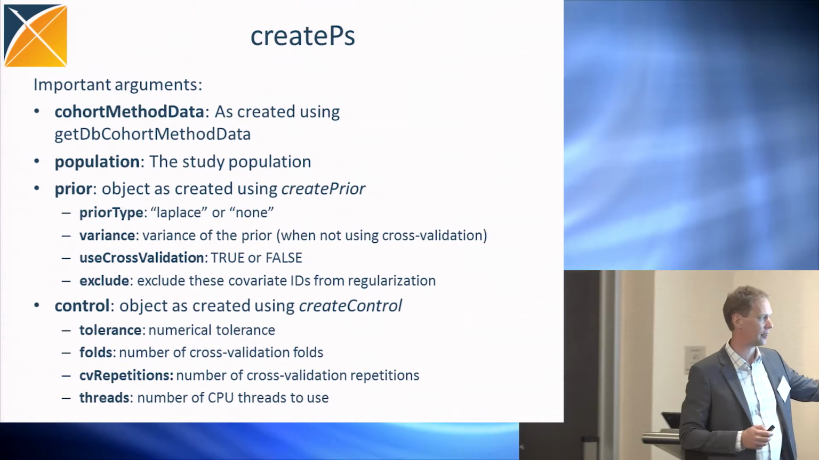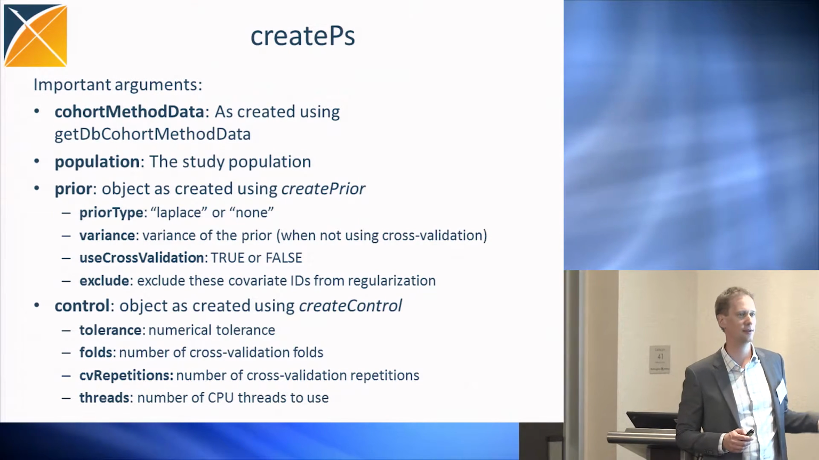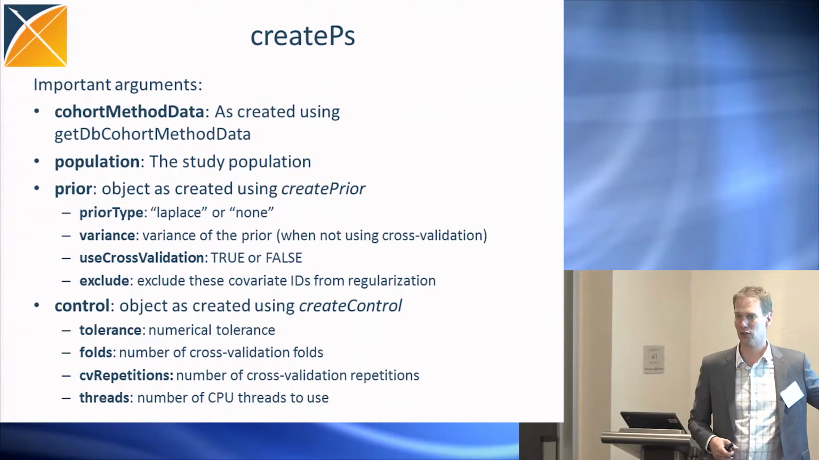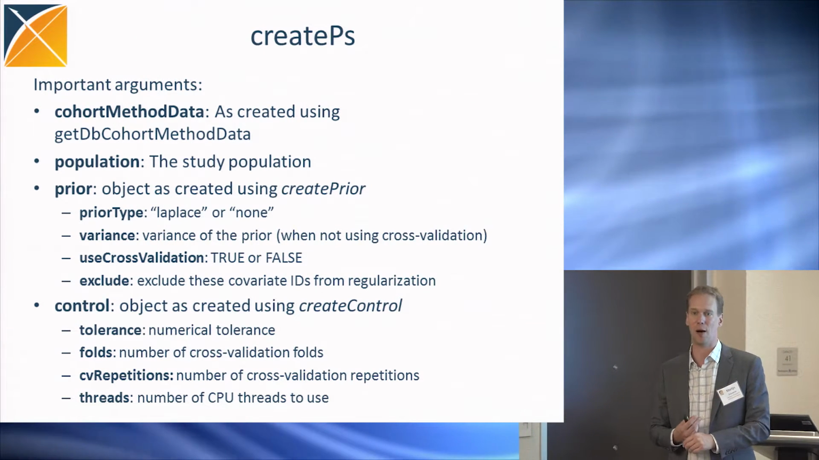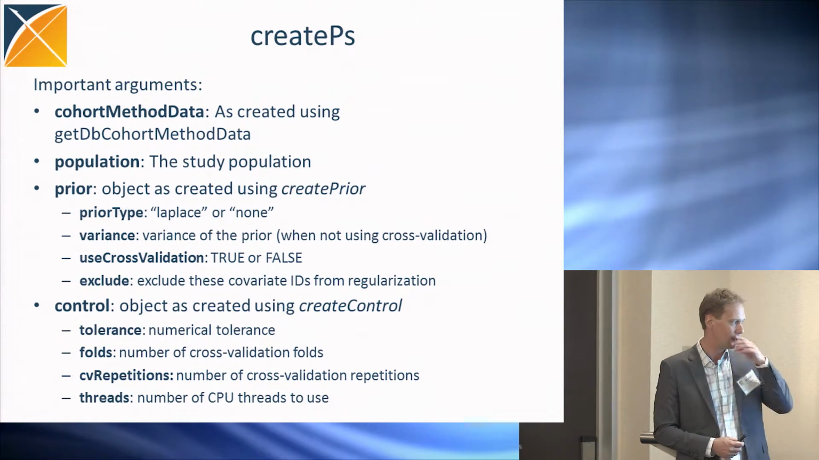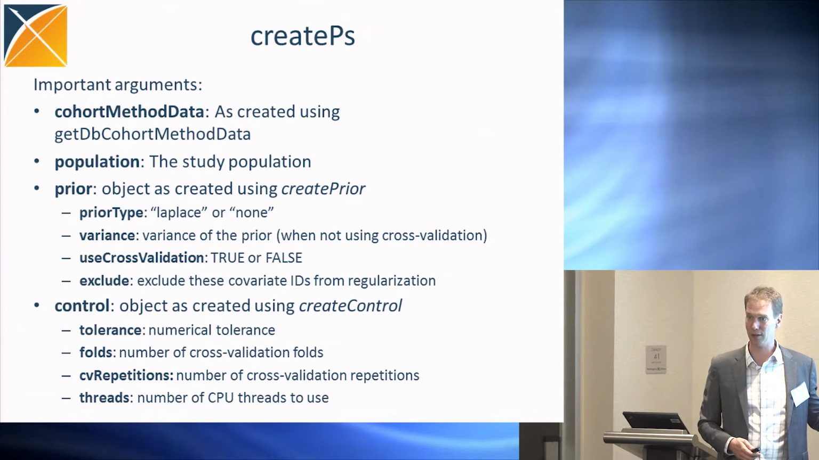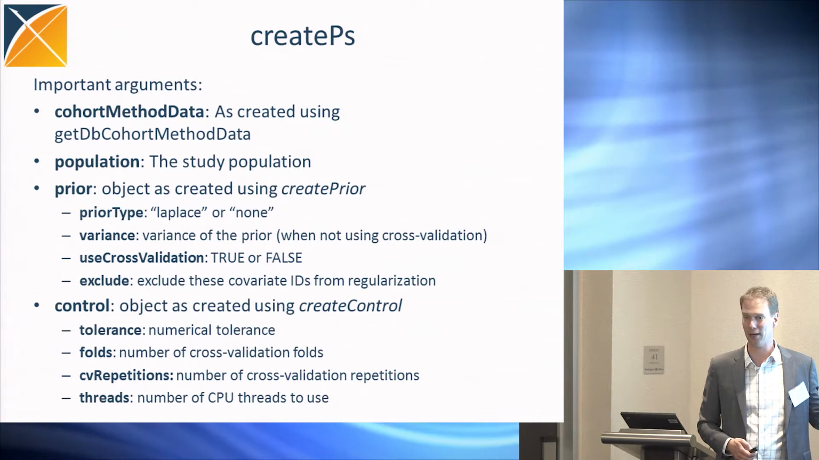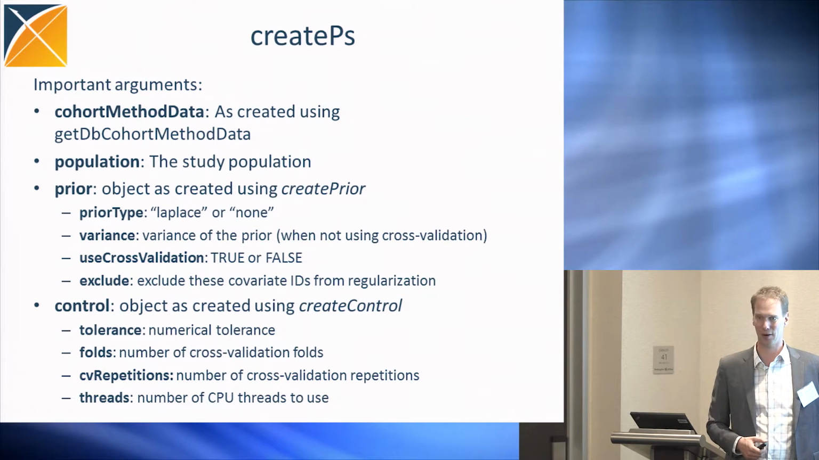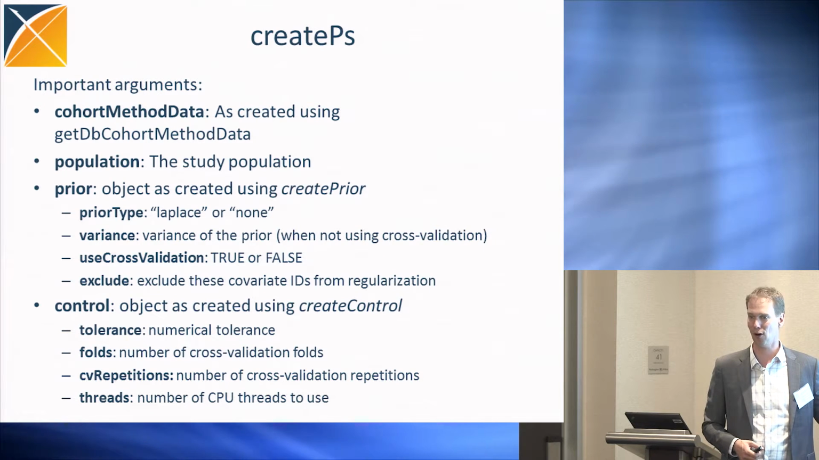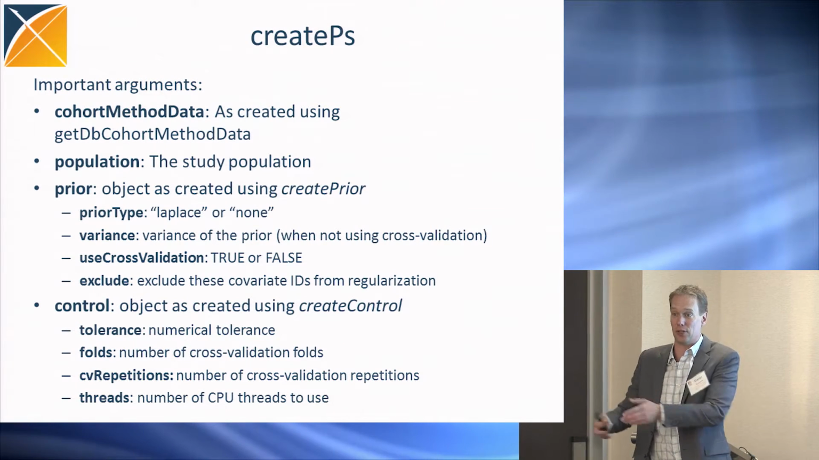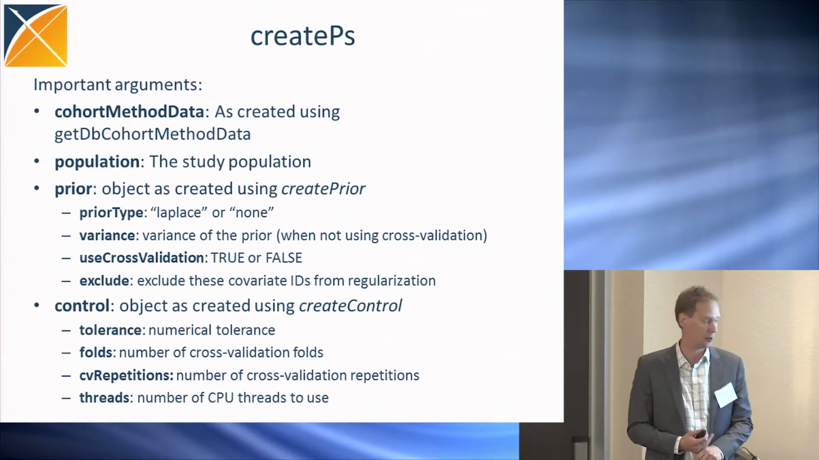Next to that is a control object that mostly controls the regularization, or at least the cross-validation. You can specify things like the tolerance, so the precision that you want when you're optimizing the likelihood function, and the number of folds in the cross-validation. CV repetitions: there is a sampling going on when you create the folds, and you may end up with a very unlucky sampling. So if you want to be absolutely sure that you're really estimating the performance of a particular hyperparameter value, you want to have multiple repetitions of your cross-validation. So you can say, I want 10-fold cross-validation, and I want to do that 10 times, for example. That's something we sometimes do when we really want to be sure that we're fitting a good model.